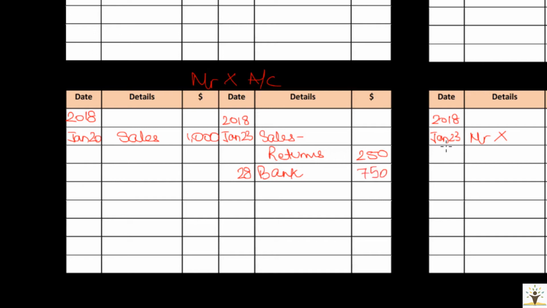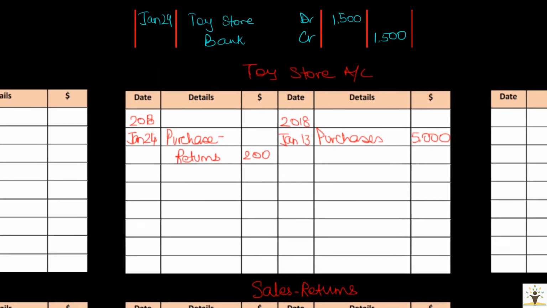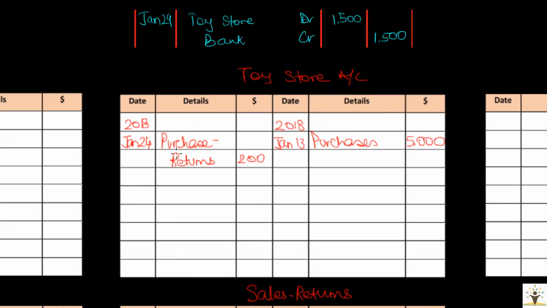Last transaction, toy store debit, bank credit. Check was paid to toy store. So go to the toy store account debit side. Record the date of transaction Jan 29. Details will be the account that is credited, bank, and 1,500 in the amount column.